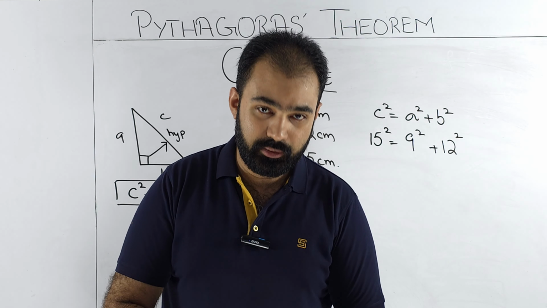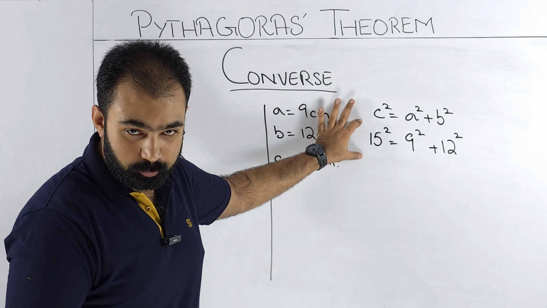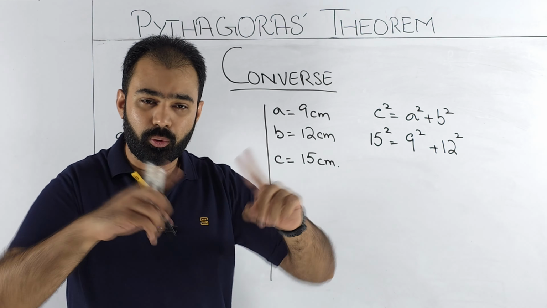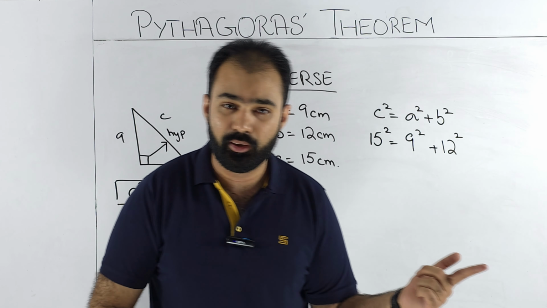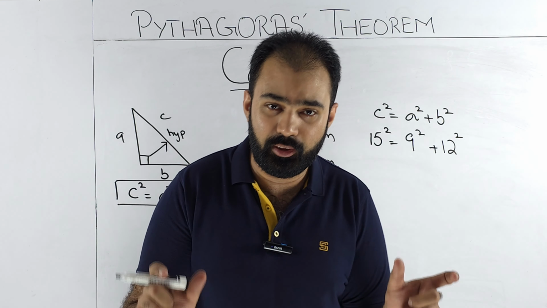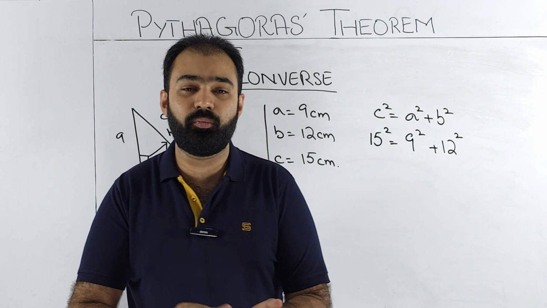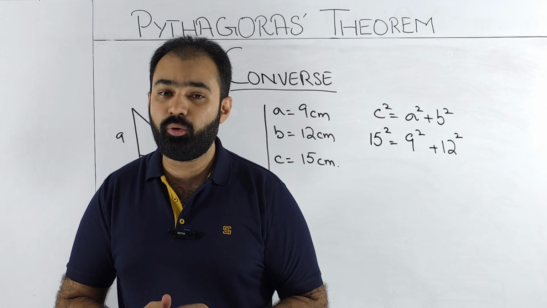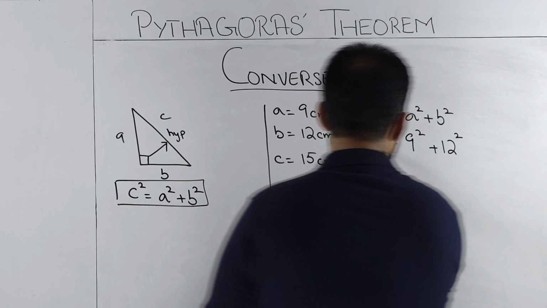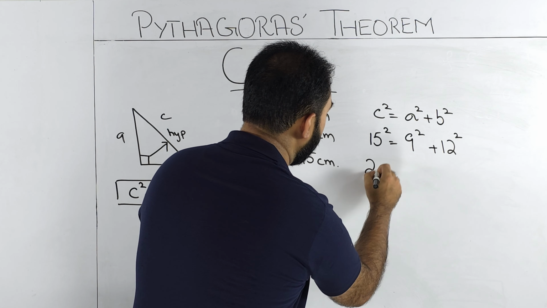The converse says इस इक्वेशन के अंदर अगर मैं ये वैल्यूज पुट कर दूं in the right order, and both the left hand side and right hand side, if they are going to satisfy this equation, if they have the same value in the end, that means yes, these lengths are of a right angle triangle. How to calculate it? Let's see. 15 square is 225.